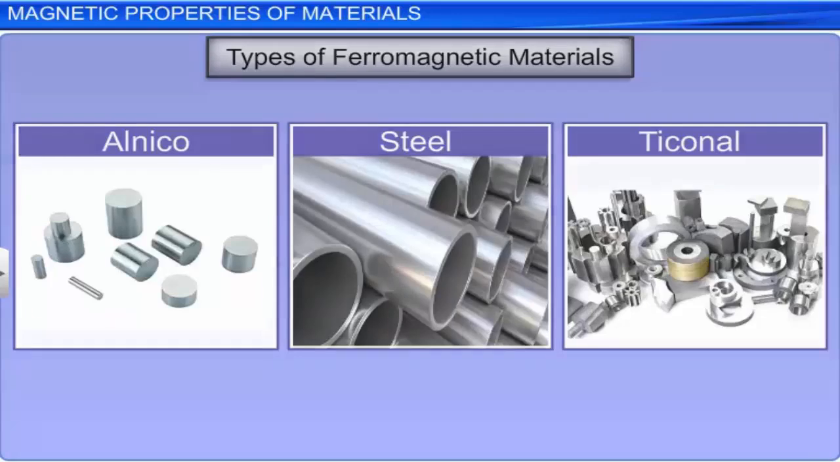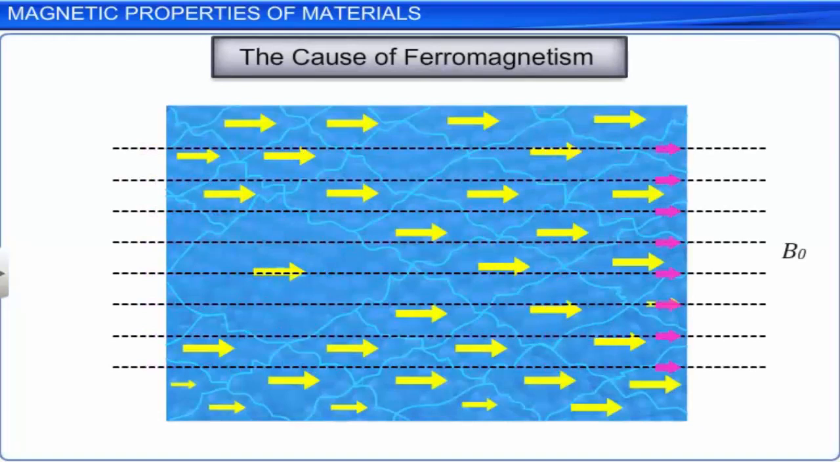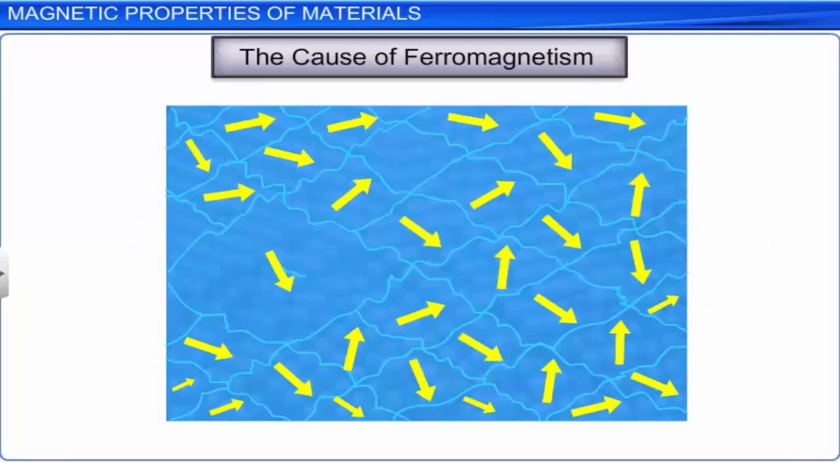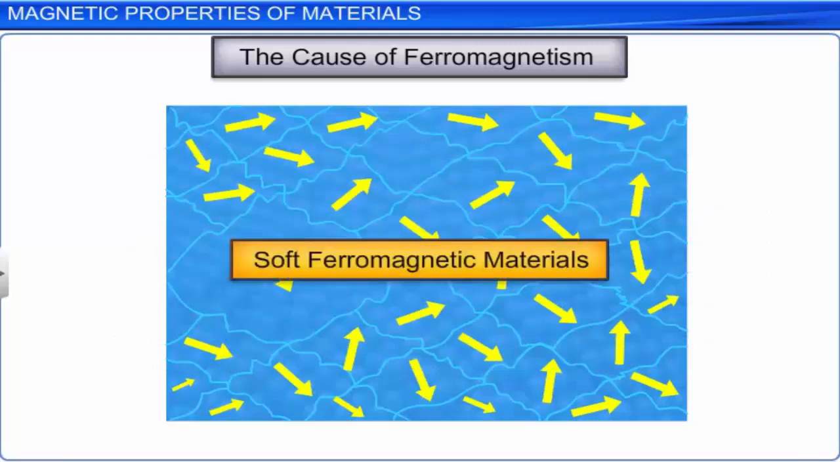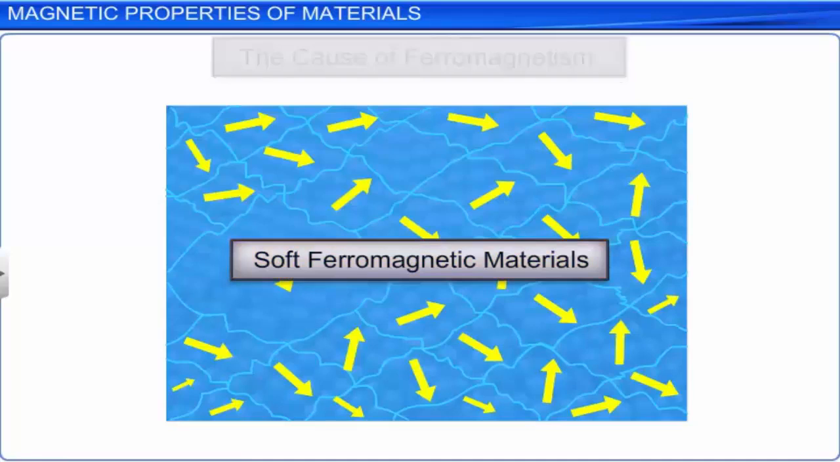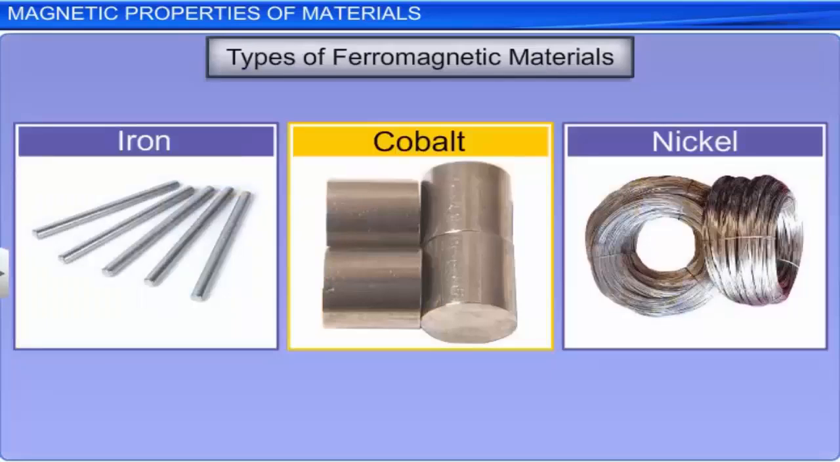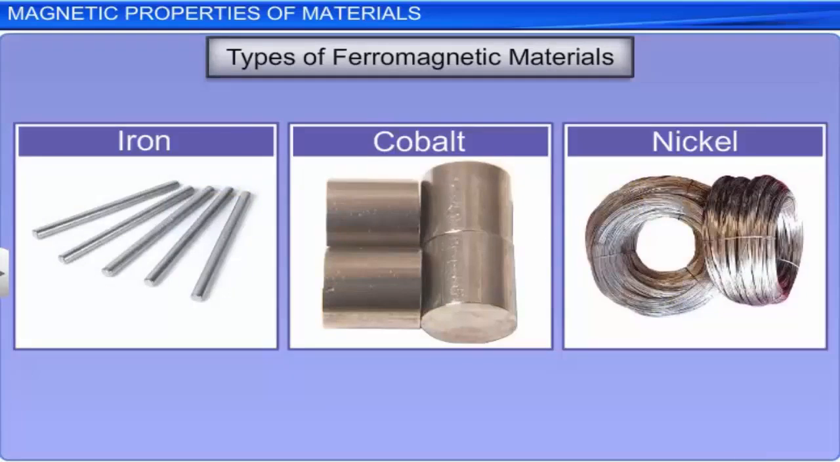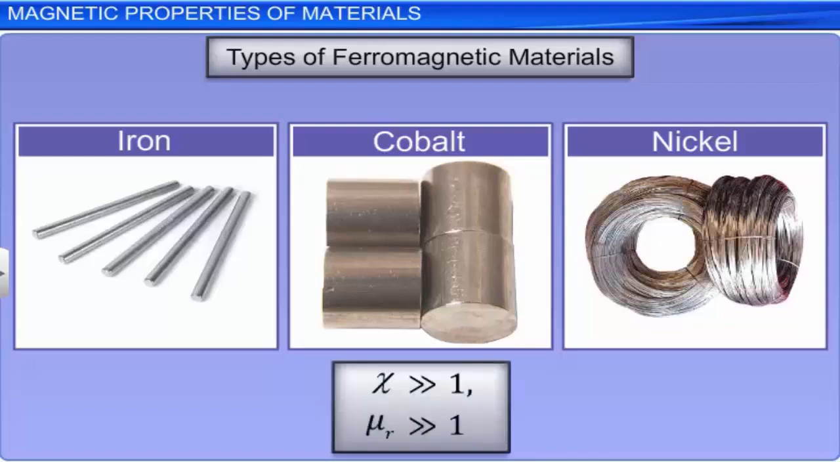There are some other materials which lose their magnetization when the external magnetic field is removed. These materials are called soft ferromagnetic materials, and they are used to prepare temporary magnets. Iron, cobalt, nickel, etc. are examples of soft ferromagnetic materials. The magnetic susceptibility of ferromagnetic materials is positive and very much greater than 1. The relative magnetic permeability of these materials is also positive and very much greater than 1.